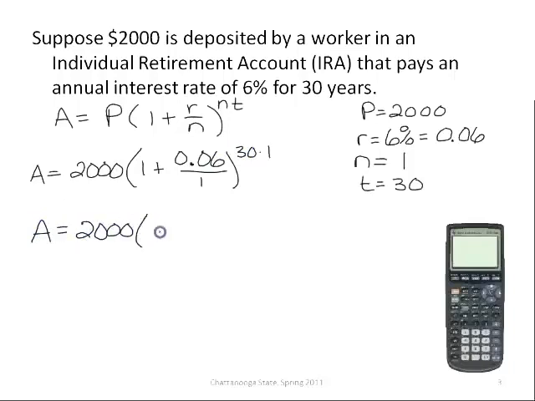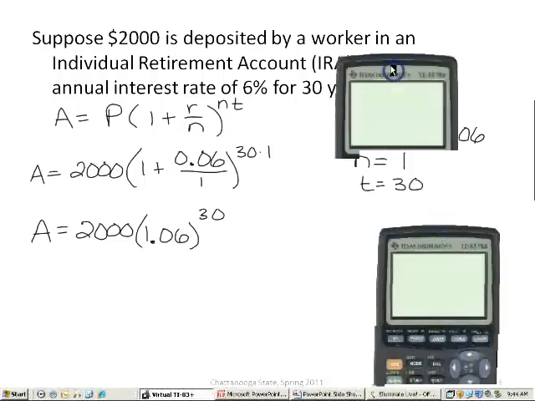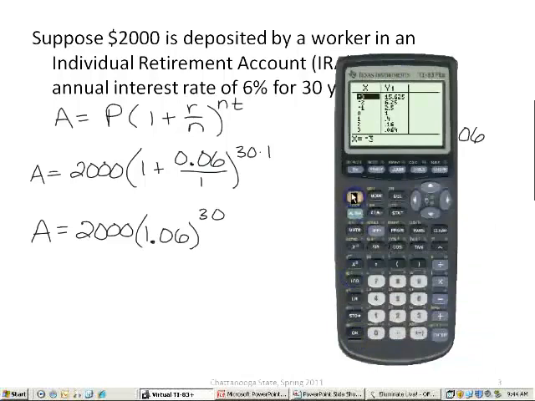Now you don't want to jump in and just put this all in your calculator all at once. So let's do a little bit of simplifying here if we can. This divided by 1 is just 0.06. So 1 plus 0.06 is 1.06. 30 times 1 is the 30th power. So I need to put this in my calculator to find my value. We'll put some in that are a little more complicated in a minute.